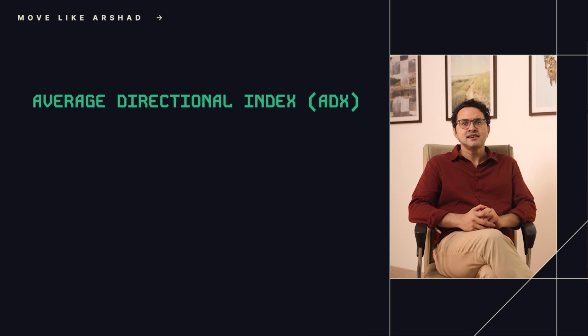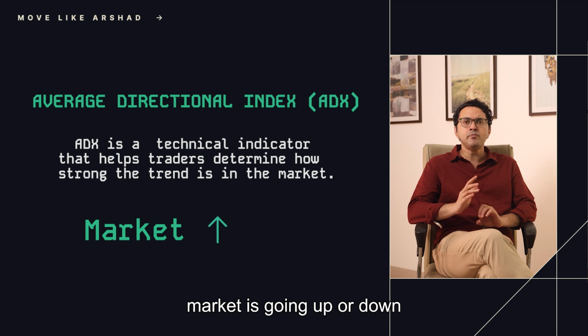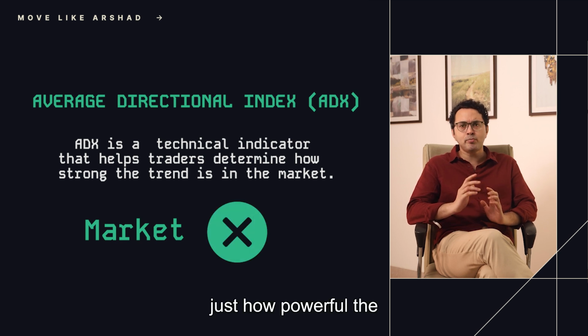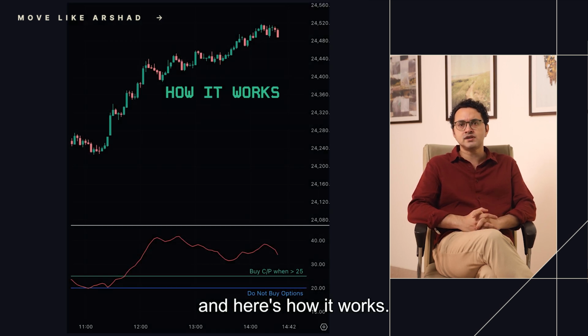The ADX is a tool that tells you how strong a trend is in the market. It doesn't care whether the market is going up or down, just how powerful the movement is. You can think of ADX as a trend strength detector. And here's how it works.